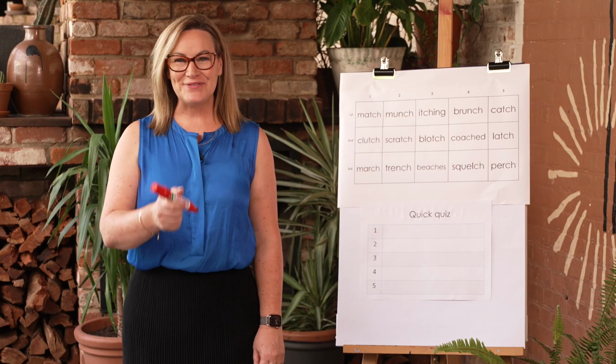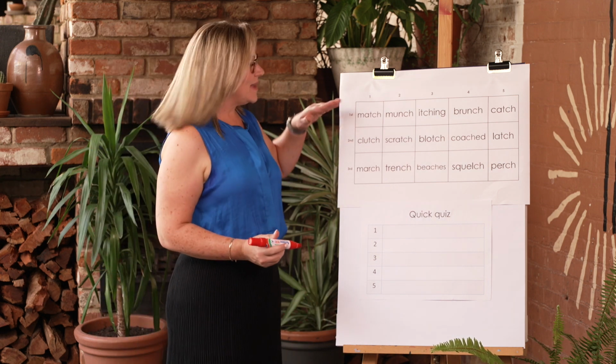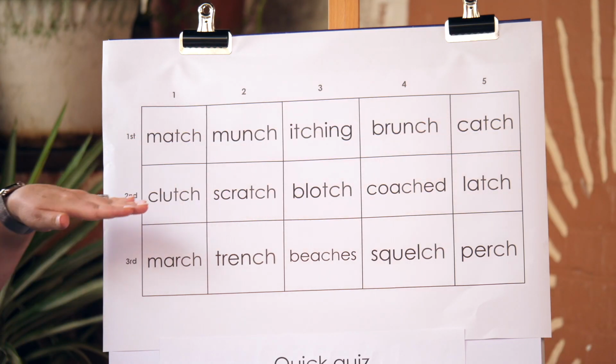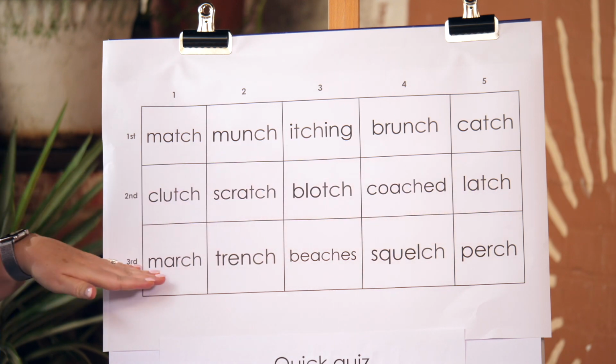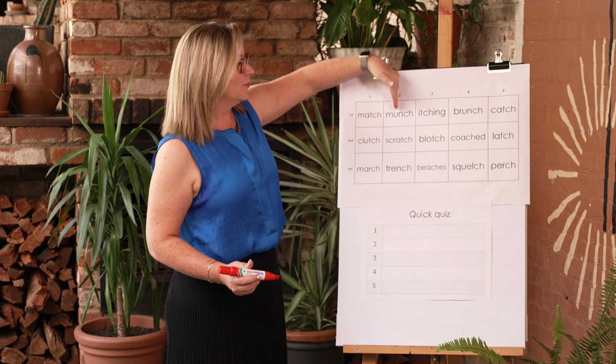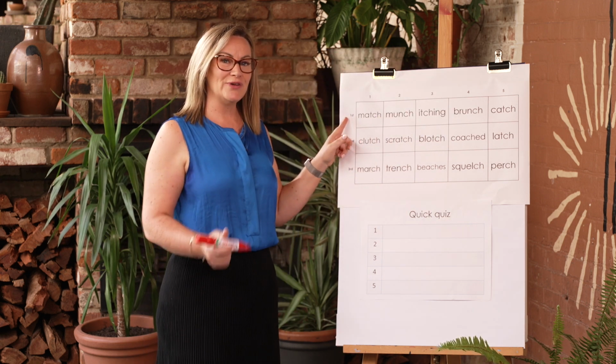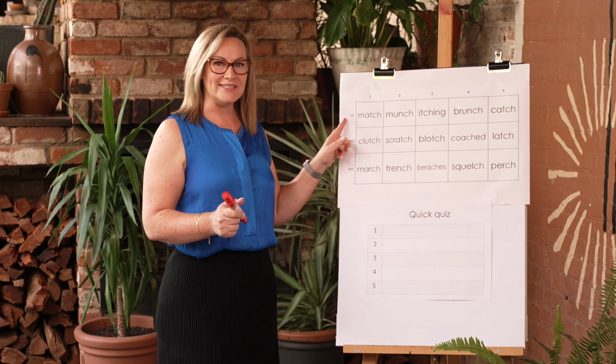All right, time for a quick quiz. We are going to be using our word grid. Remember, we have rows going across, first, second and third row. Then we have columns coming down: 1, 2, 3, 4, 5. Focus on your word grid. Tune into the quick quiz.